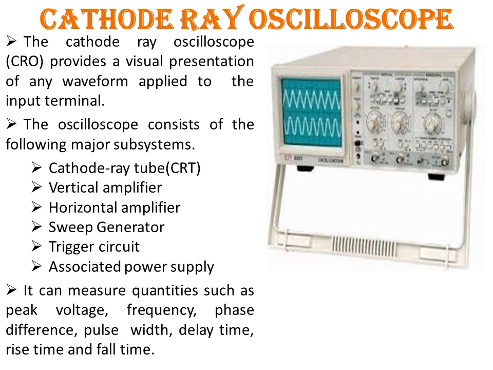The oscilloscope consists of following major subsystems. It has a cathode ray tube which plays a very important role in the visual presentation. It has vertical amplifiers, horizontal amplifier, sweep generator, trigger circuit and associated power supply. The use of cathode ray oscilloscope is it can measure the quantities such as peak voltage, frequency, phase difference, pulse width, delay time, rise time and fall time.